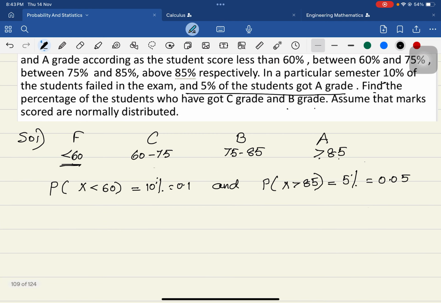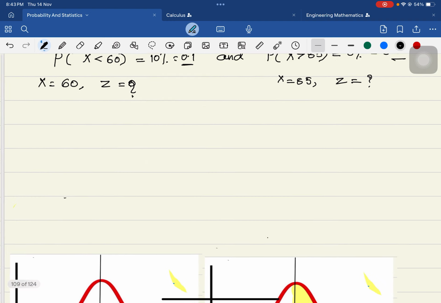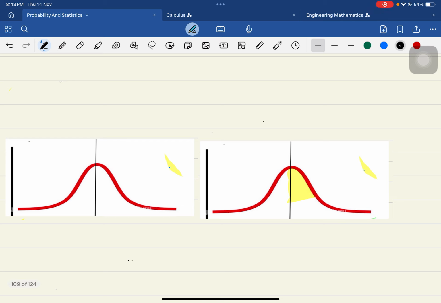Now, our job is to find the corresponding values. When X is equal to 60, what is the corresponding standard normal variate? This is what we are going to find out. And when X is 85, what is the standard normal variate Z at the value of 85? We are going to find this with the help of this area. 0.1 is the area, and 0.05 is the area secured by those people. That is what is given in the problem. So let us now draw the figure and understand.